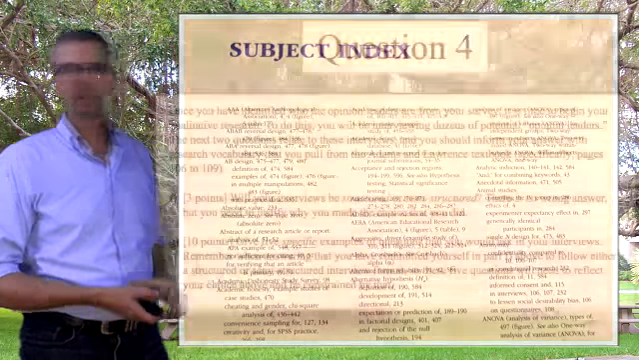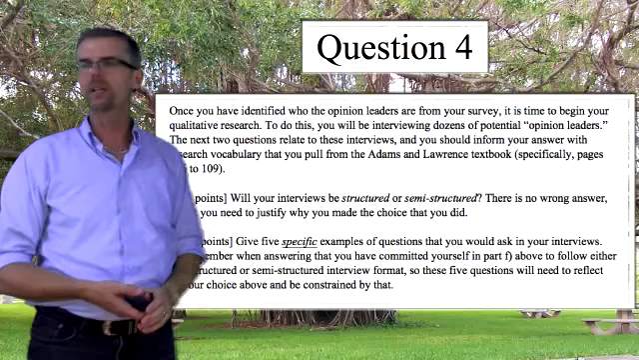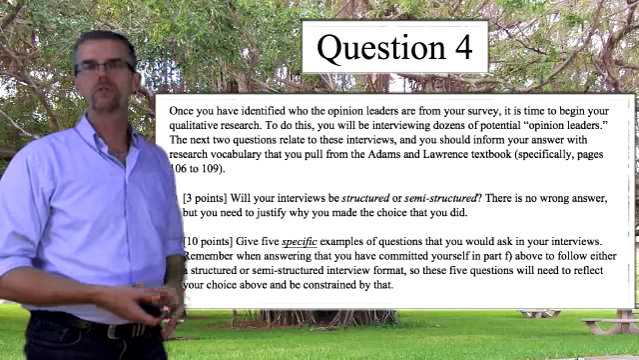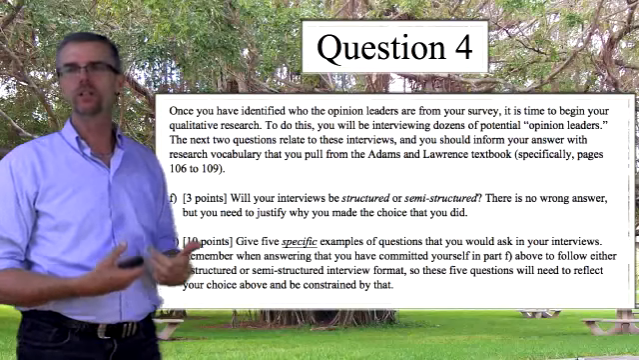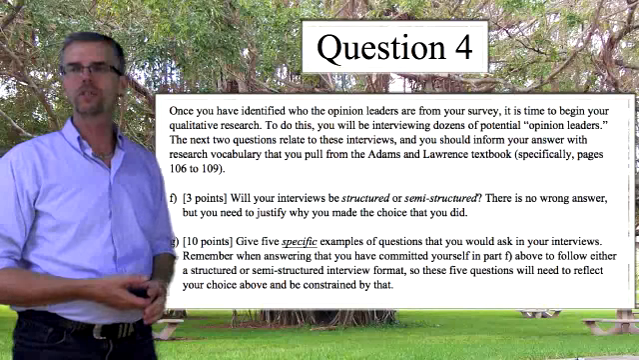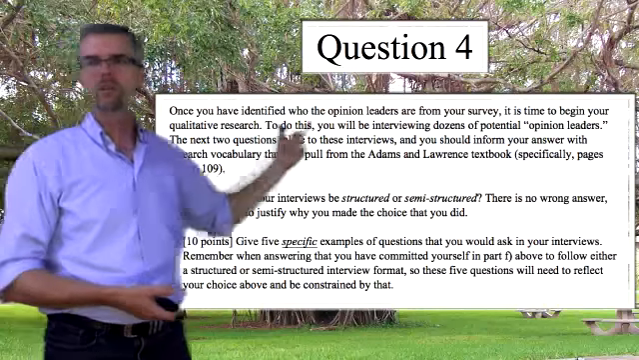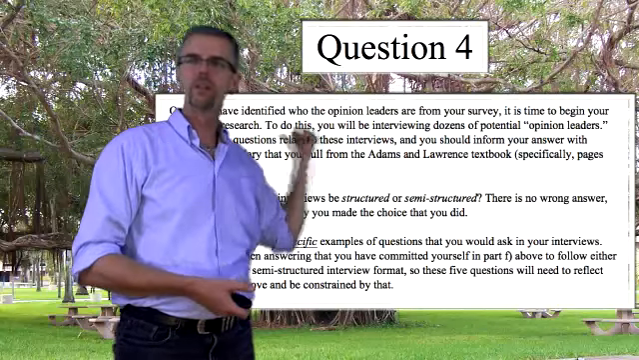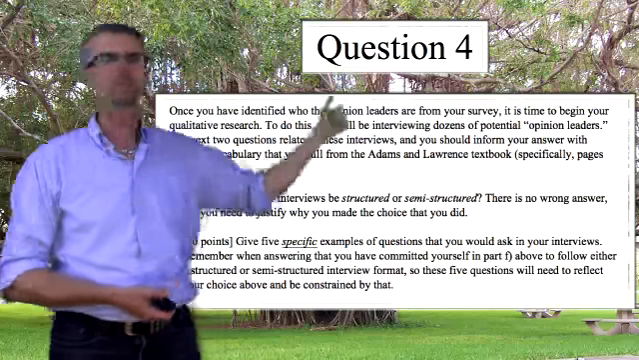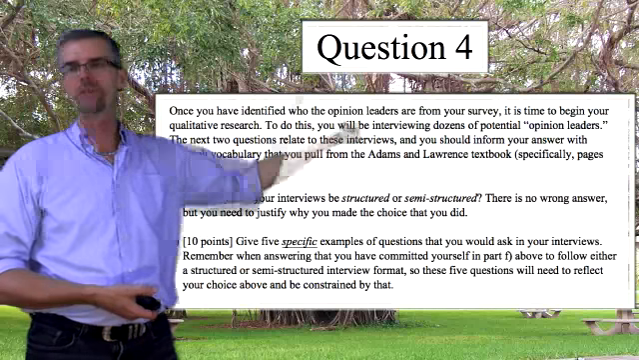Okay, last part of question number 4. Once you've identified who the opinion leaders are from your survey, it's time to begin your qualitative research. To do this, you will be interviewing dozens of potential opinion leaders, and the next 2 questions relate to these interviews that you now have to do. You should inform your answers with research vocabulary that you pull from the Adams and Lawrence textbook, specifically pages 106 to 109 will help you answer these questions.